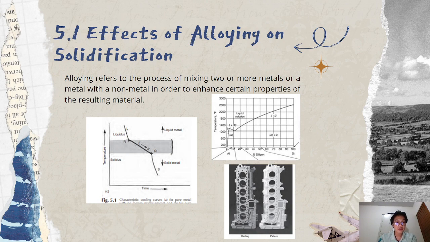This 5.1 picture is a graph of temperature, with liquidus and solidus, against time. You can also see a picture of a piston block. On the left is a casting and on the right is a pattern.